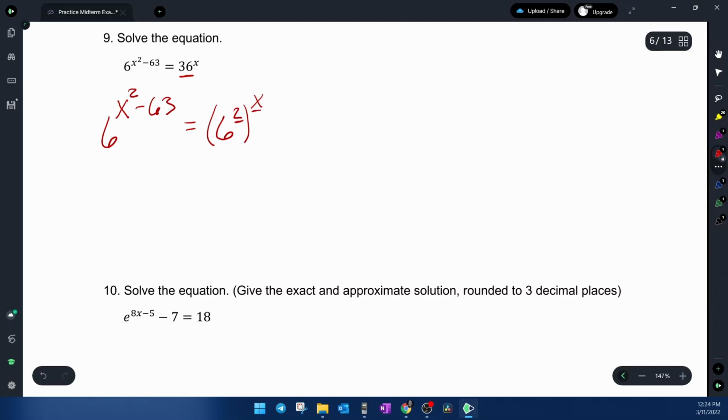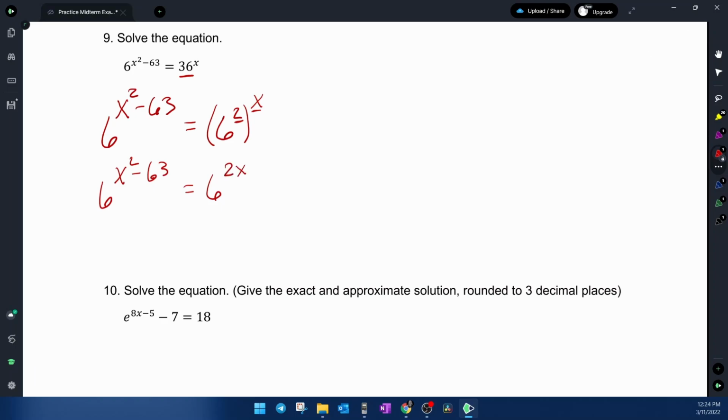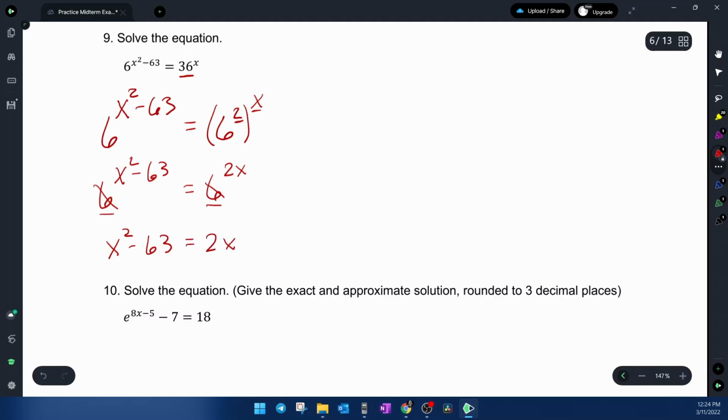Anytime you have an exponent raised to another exponent, that's when you multiply exponents, which would give me 6 to the x squared minus 63 equals 6 to the 2x. And when you're doing the method of common bases, once the bases match, they cancel, and the exponents become your new equation. So here we can see that our exponential equation has now become quadratic, which means we need to set it equal to 0 and solve. And that's going to give me x squared minus 2x minus 63 equals 0.